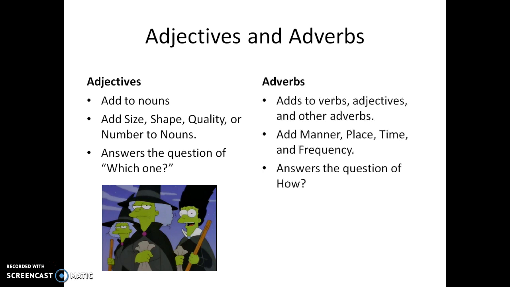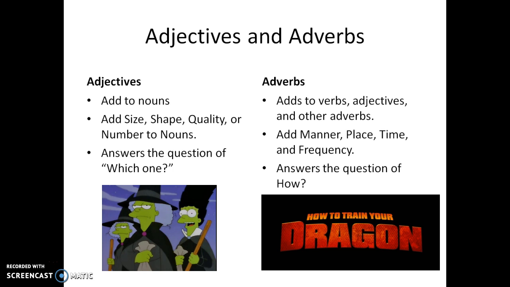Adverbs add to verbs, adjectives, and other adverbs. They add manner, place, time, and frequency, and they answer the question of how, right? So how do you train your dragon? Very carefully. That would be the manner in which you train your dragon. How do you train your dragon? All the time. That would be a time or frequency kind of answer for adverbs. So that's the adjectives and adverbs.